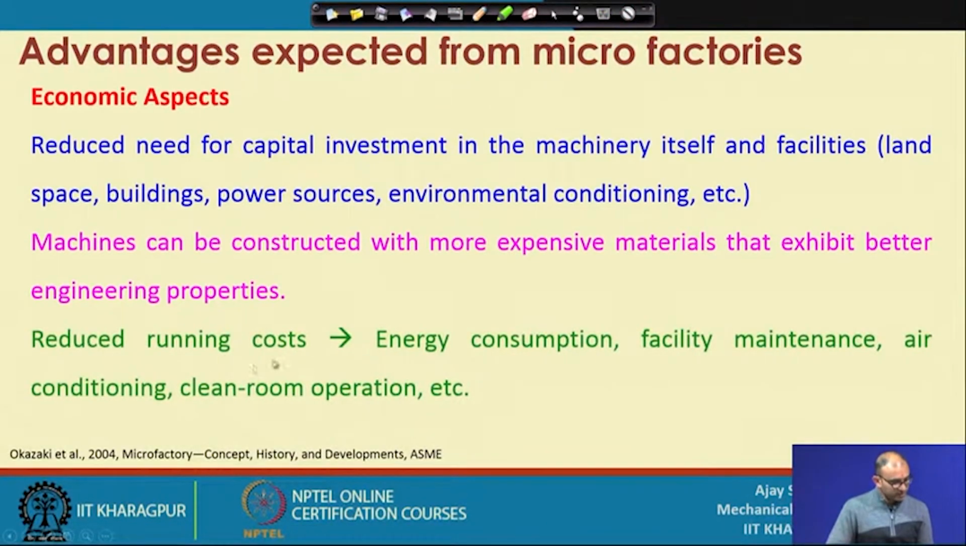Right. So, reducing the running cost, because now we know that energy consumption is very less because the size of the motor is very small, then facility maintenance is also no issue, that is, you can easily get this thing done. Air conditioning is very less because the space required by the machine itself is very small, and the clean room operation, because clean room operation everything depends on what is the area you are maintaining, right.